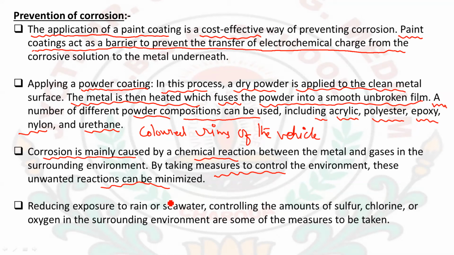By reducing the amount of corroding substances, some of which are sulfur, chlorine, or oxygen. Oxygen generally we cannot reduce, but sulfur and chlorine emissions can be reduced by using fewer petroleum products, and by producing less smoke due to combustion of fuels.